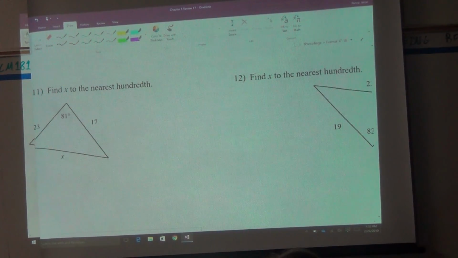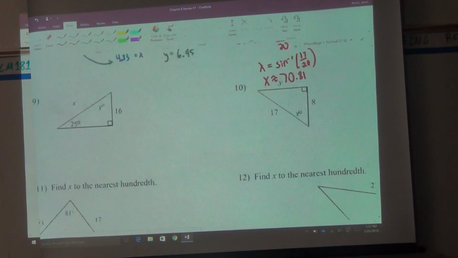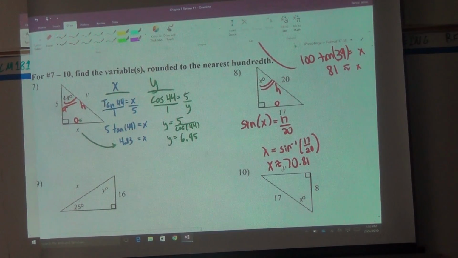Number 11. 8's 58.2. Oh, I don't know if I got that. 8 is what? X equals 58.2. All right. Thanks for the correction, Matt. Make sure your calculator's in degrees.